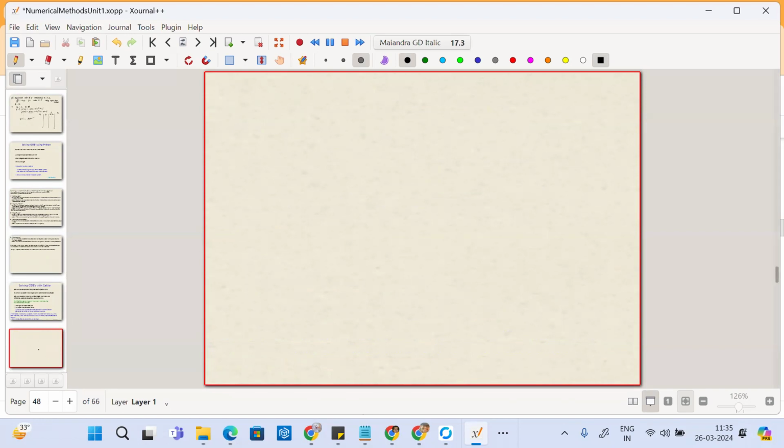So we talked about the Euler method. Next we move to the Runge-Kutta. As you can see, the Runge-Kutta method is actually a generalized method, and as we progress you will see variants of the Runge-Kutta method. Runge-Kutta is the generalized method, but the Euler method is one of the variants of Runge-Kutta.